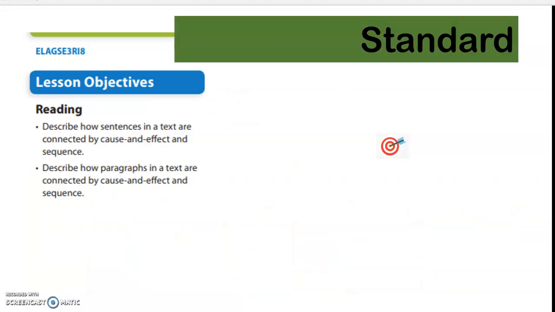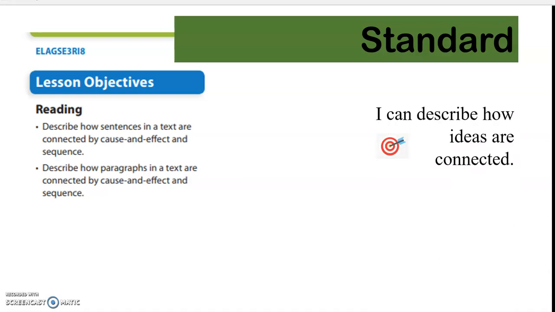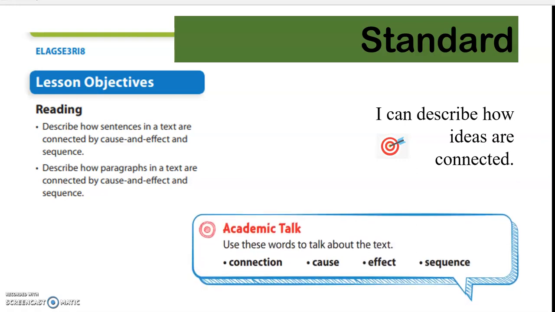So let's review. Our standard for this week is RI 8. Describe how sentences in a text are connected by cause and effect and sequence. Describe how paragraphs in a text are connected by cause and effect and sequence. Our learning target, or I can statement, is I can describe how ideas are connected. Our academic talk words are connection, cause, effect, sequence.